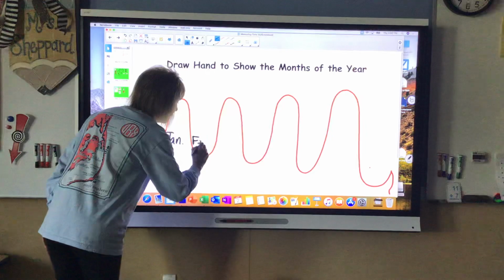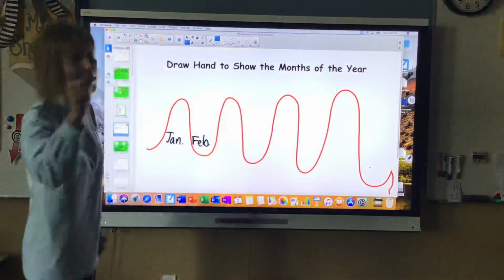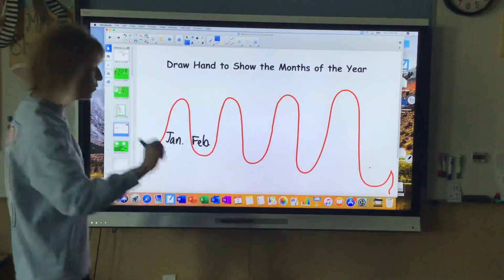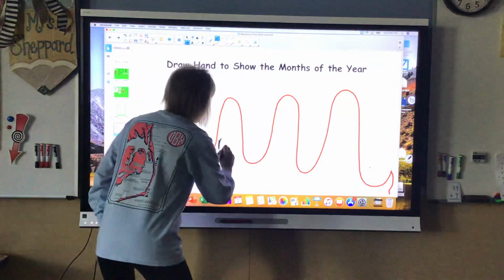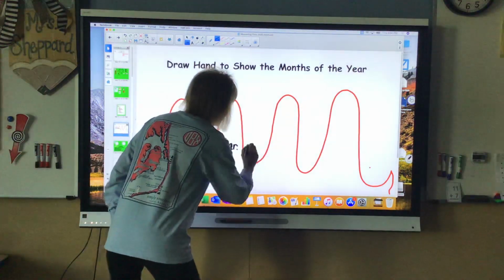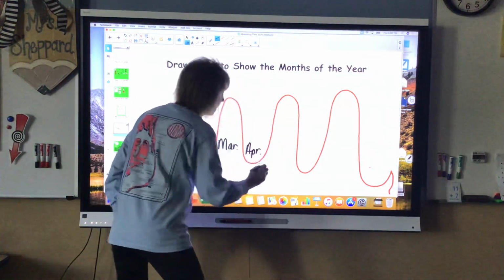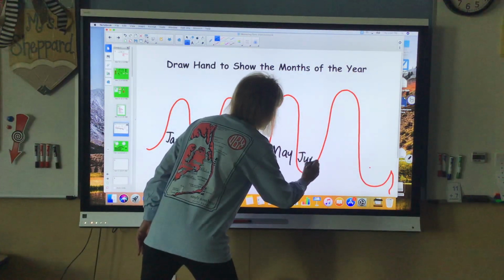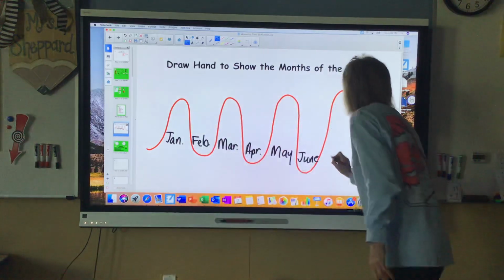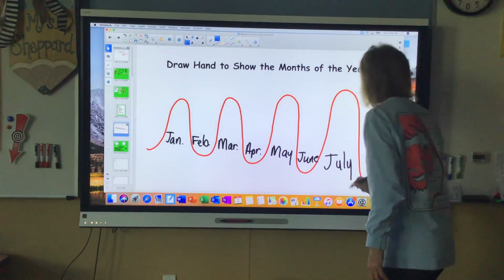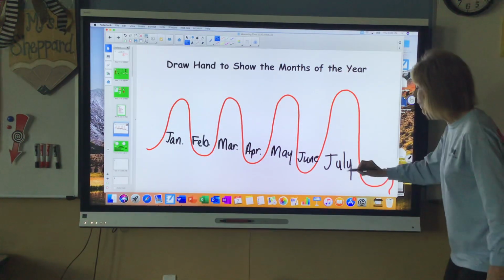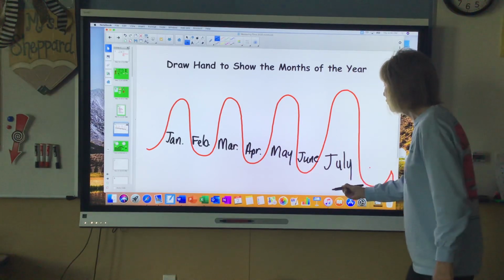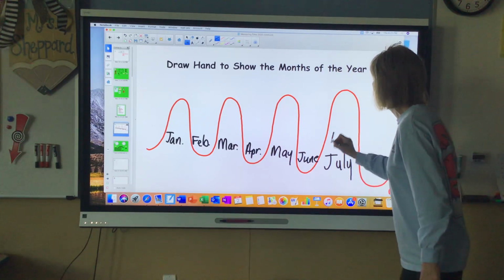January, February. Last time I did this, I left out May. I hope I don't get tricked today. March, April, May, June, July. Now this is the trickiest part because after I do July, I go back and I'm going to double stack my months.